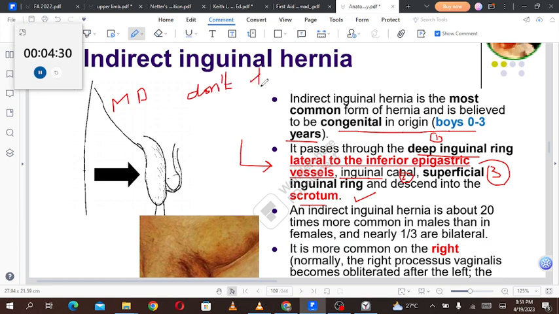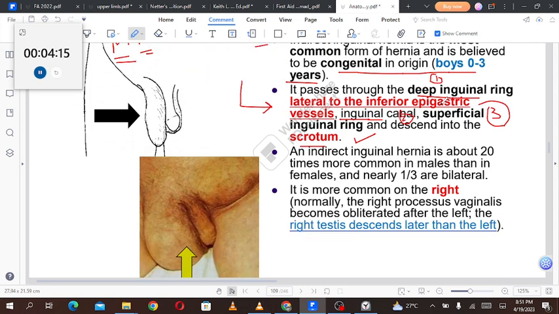lie. So that the direct inguinal hernia is medial to the epigastric vessels, and the I is for the indirect inguinal hernia. So indirect inguinal hernia is lateral to the epigastric vessels, the inferior epigastric vessels.